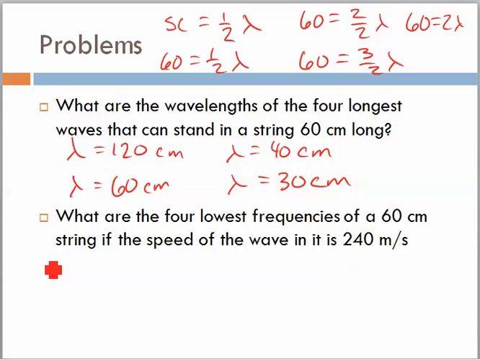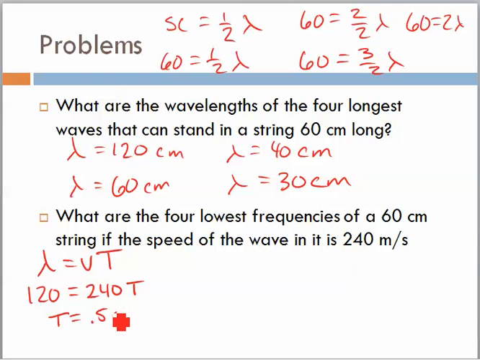The first example is going to be distance. Wavelength equals velocity times period. So my first one's going to be 120 equals the velocity of 240 times the period. Well, I can look at this and say my period is 0.5 seconds. Oh, I did something wrong here. It's really not 120, it's 1.2 meters. It's 120 centimeters.